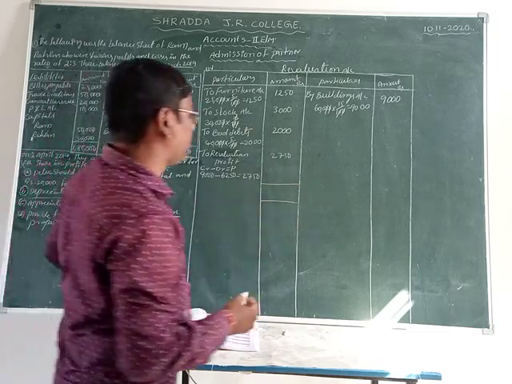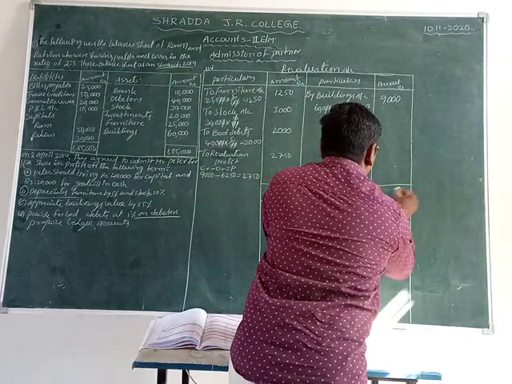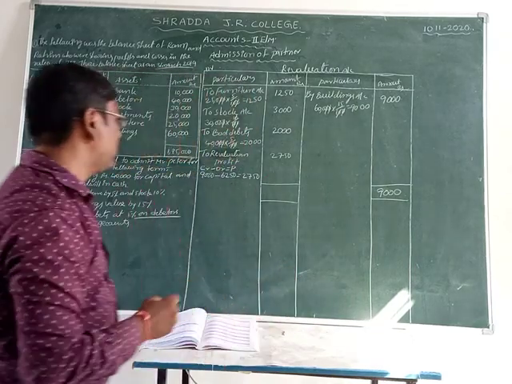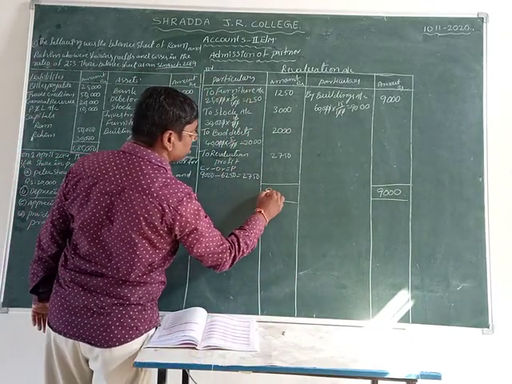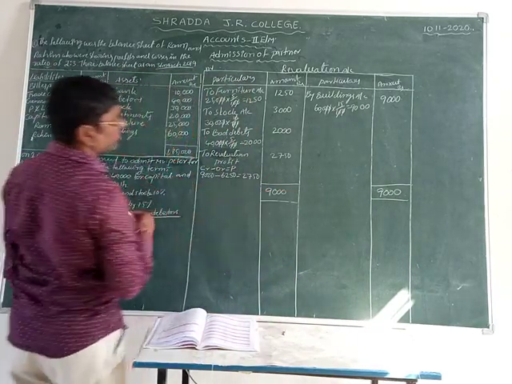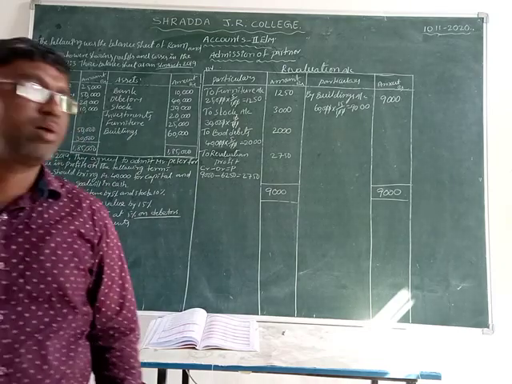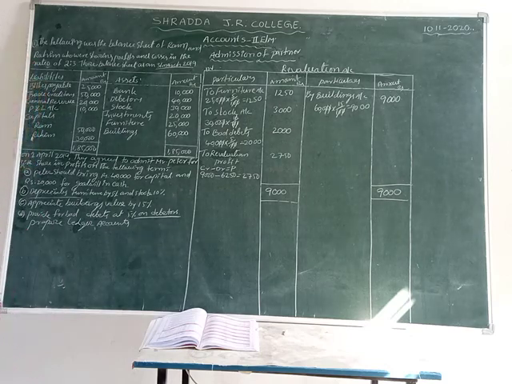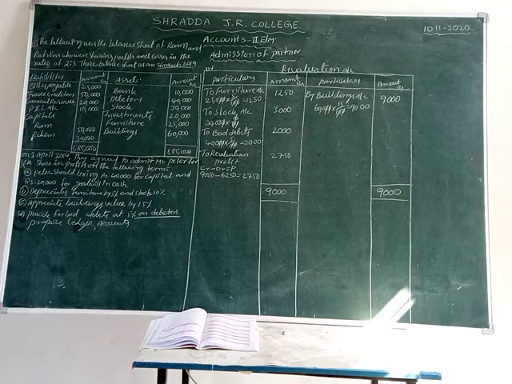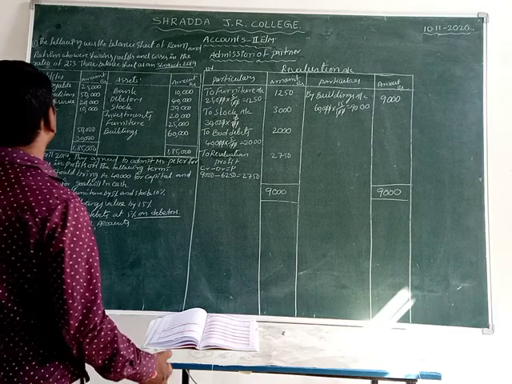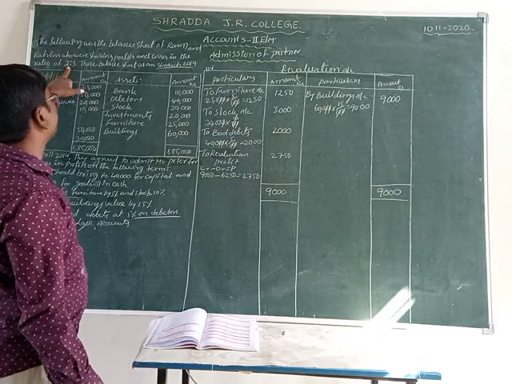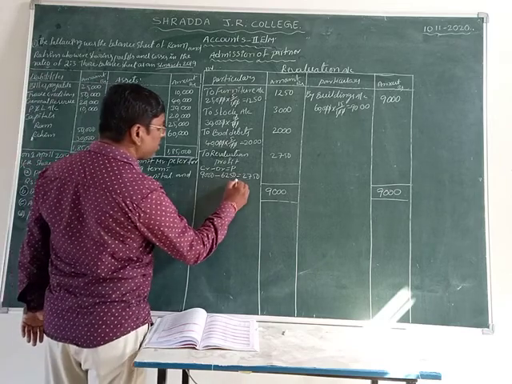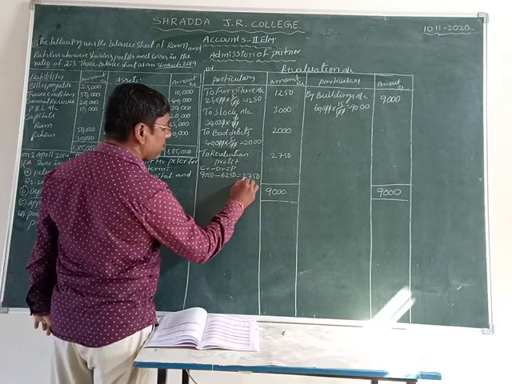Now we can close the revaluation account. What is the total amount on the credit side? 9,000 rupees is the total value of revaluation. So here also comes 9,000 rupees. The revaluation account shows the revaluation profit. That profit we distribute to the old partners as per the sharing ratio. What is the profit sharing ratio? 2:3. We distribute this profit in the ratio 2:3.